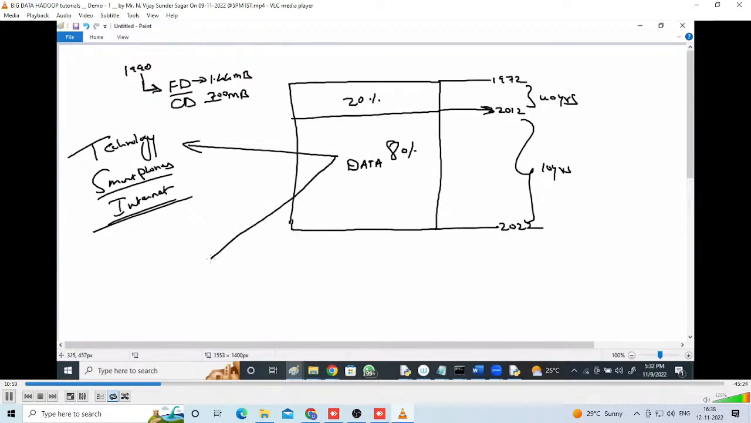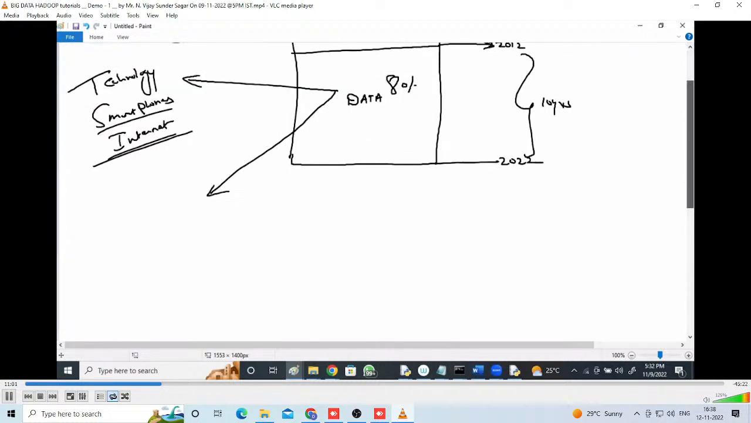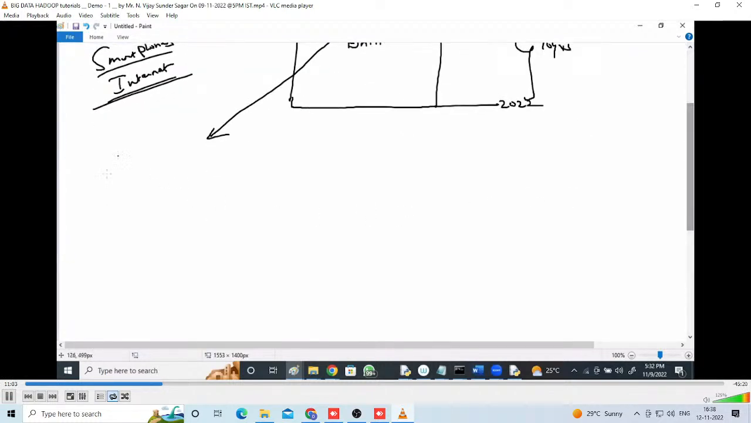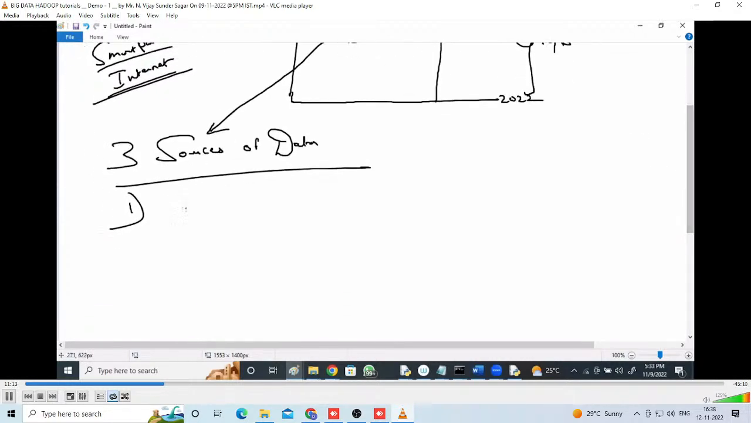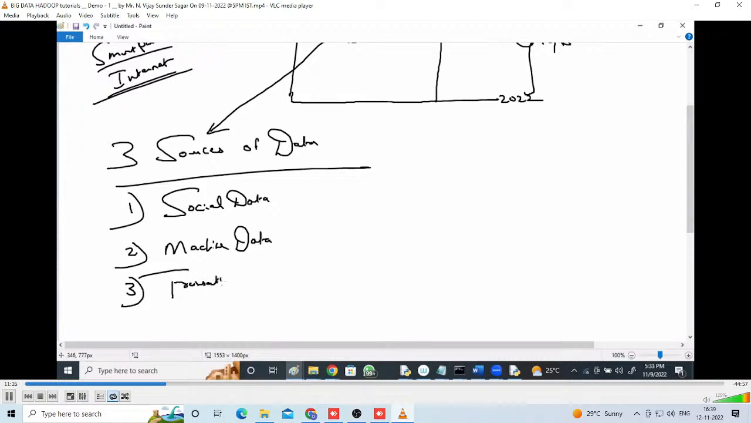So what are the main sources from where this data is getting generated? I can say mainly three sources of data here: social data, machine data, and transactional data.